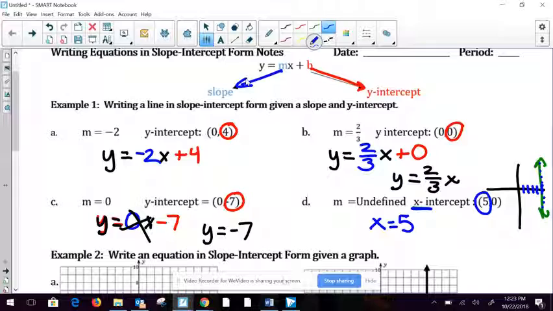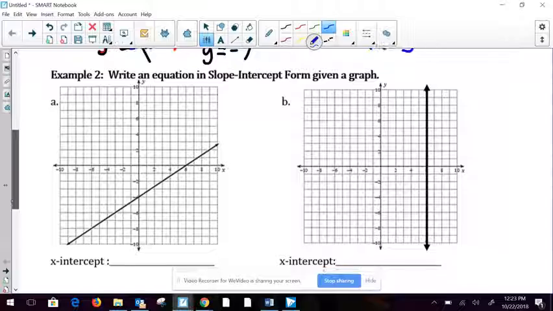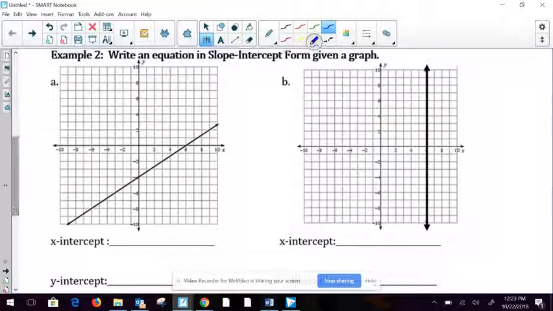Now let's have some real fun here. Let's look at the bottom ones. It would be great if we always gave you a slope and y-intercept, but sometimes we want you to actually get this information from your graph. So if we look at letter A, we have our line that's being drawn, and if you notice, it goes through both the x and the y-axis.